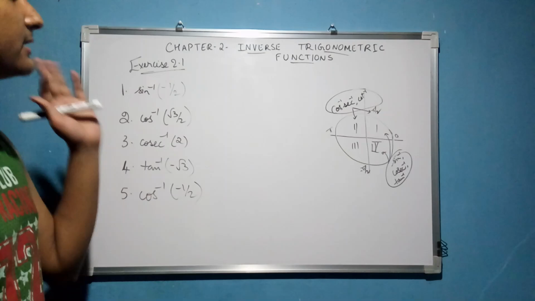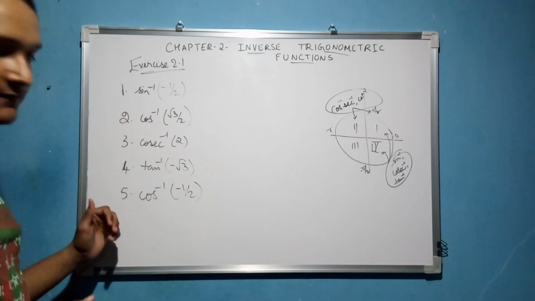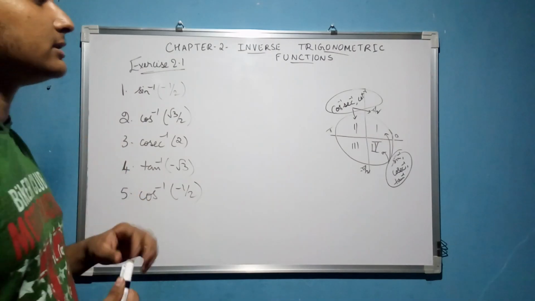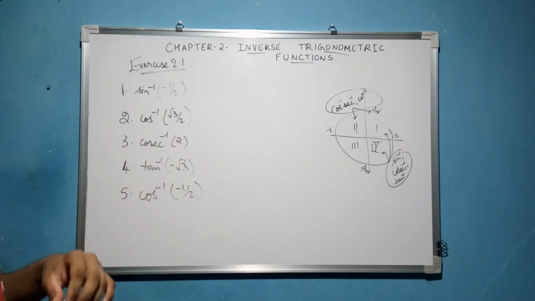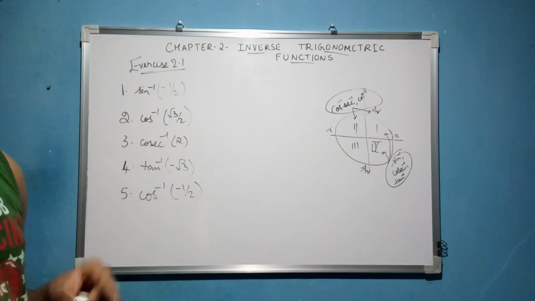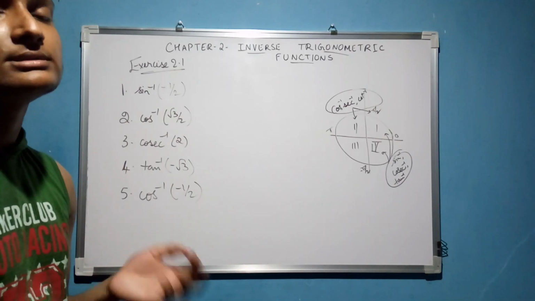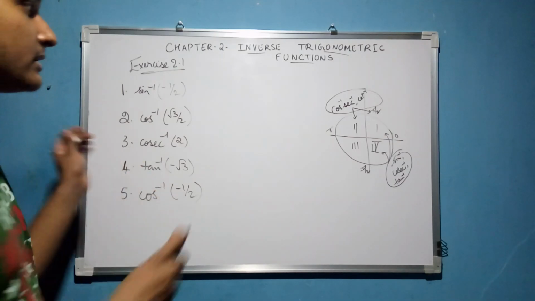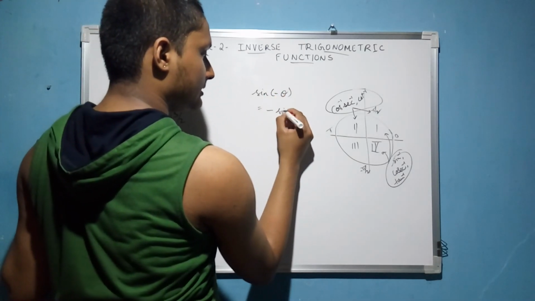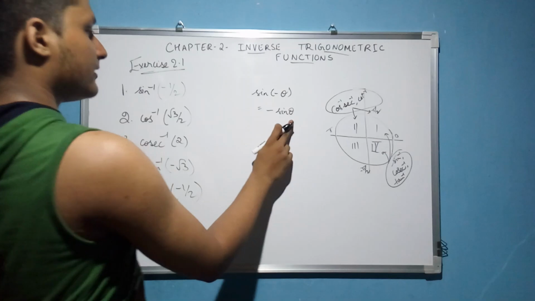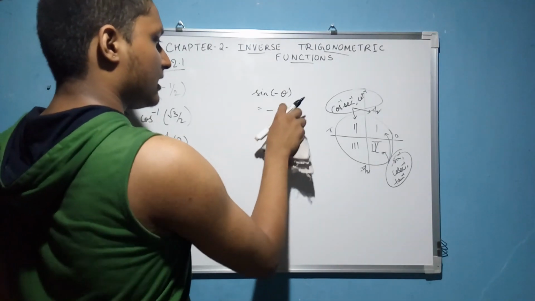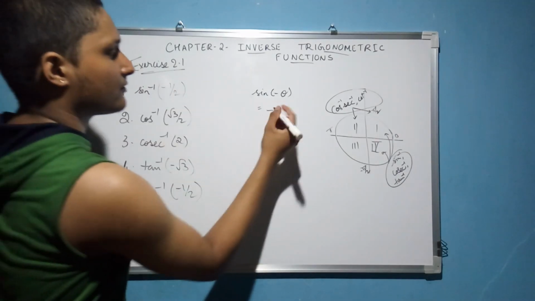Okay, now I'm going to start with exercise 2.1. I have written the first 5 questions. The later ones are similar, so I'll do it once and then the next one. So the first question is sine inverse minus 1 by root 2. So we know that sine of minus theta is minus sine theta. Therefore, I should substitute sine theta is equal to half.